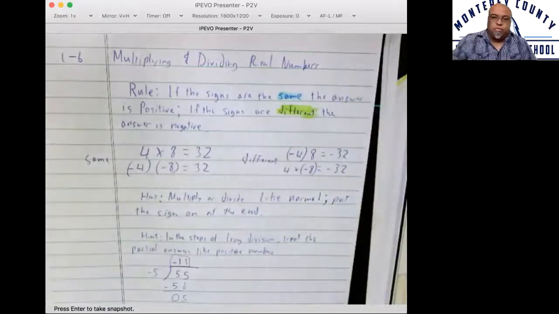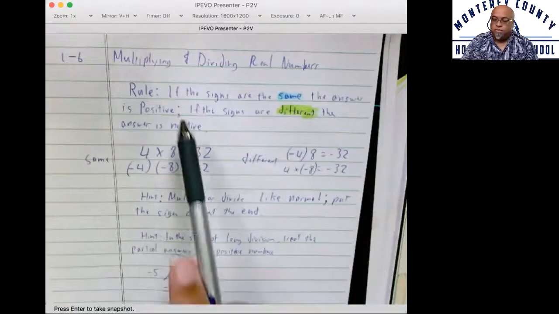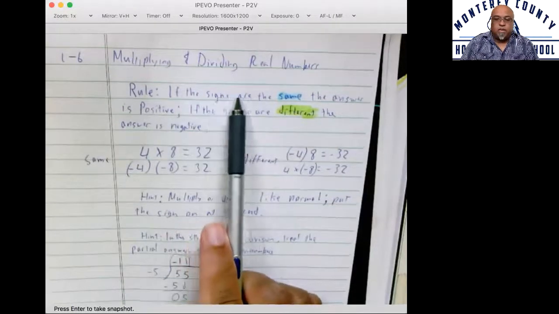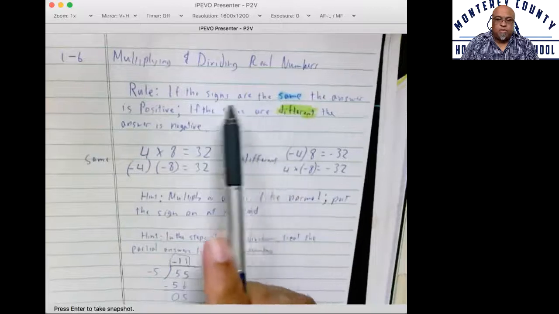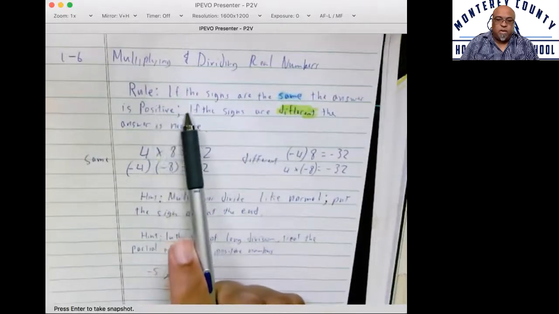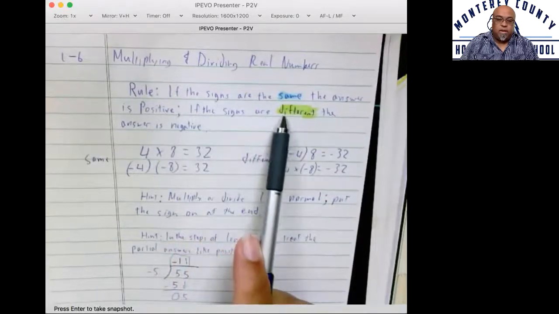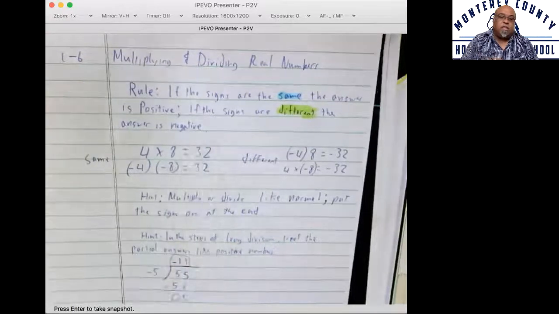Okay, students, we're going to be doing lesson 1-6, which is multiplying and dividing real numbers. First I want you to go over this rule and learn it. If the signs are the same, the answer is positive. If the signs are different, the answer is negative. Let me say that again.